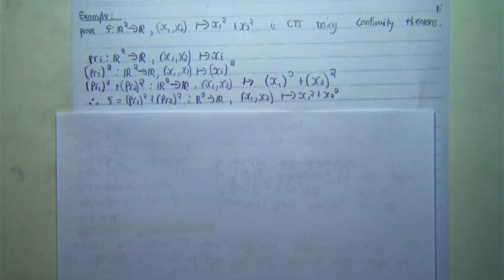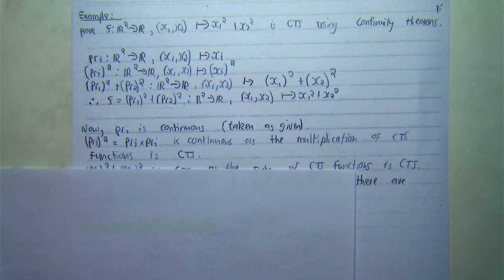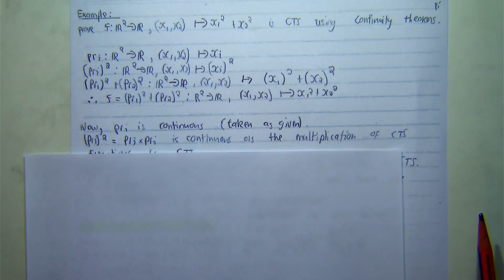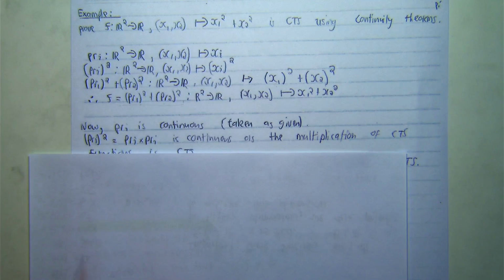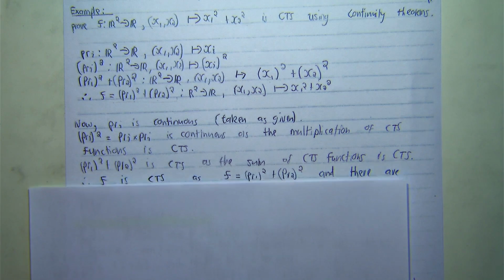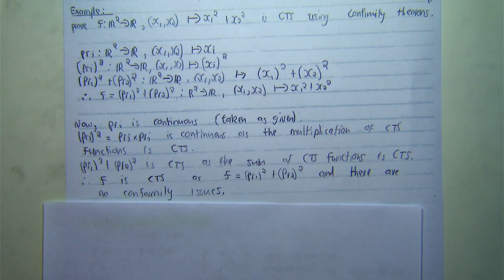And now we can argue with our continuity theorems that f is behaving in accordance to those theorems. So the projection function is continuous. We know that is taken as given. We know that a continuous function times a continuous function is continuous, as the multiplication of continuous functions is continuous. And then we know that the sum of continuous functions is also continuous, and f is equal to this, so therefore f is continuous.